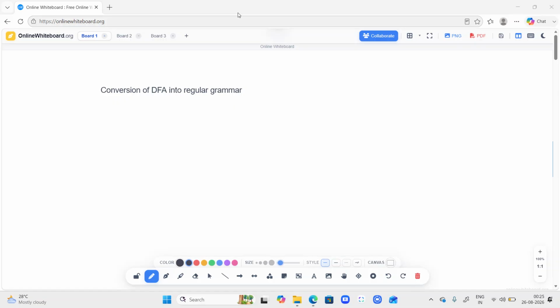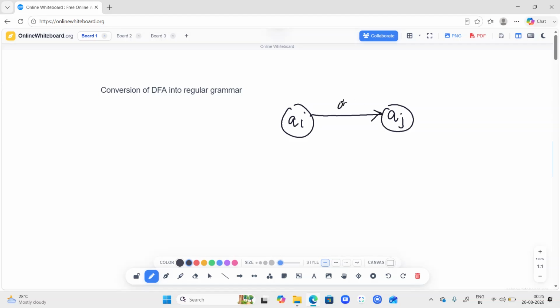The rule is the states are represented using Qi notation. And let's say this is on input a. That means Qi on a goes to Qj state. So this is denoted using Qi derives aQj. This is how you will show.